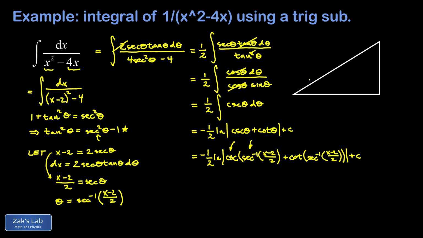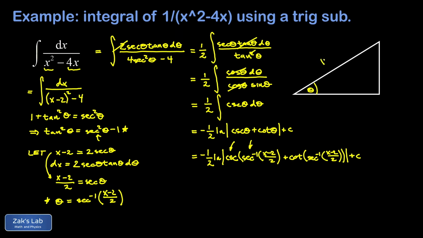So we've brought in a picture of a right triangle now, and I'm going to put my angle right here. Now that actually is the angle theta. If I go back to how theta was defined, that's the angle whose secant is (x minus 2) over 2. So secant is 1 over cosine, in other words, hypotenuse over adjacent.